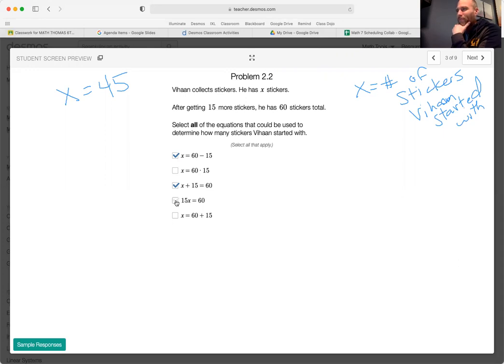All right, this next one. 15 times X. Remember, when you put a number right next to a variable like that, 15x, that means 15 times whatever number X equals. So in this case, it'd be 15 times 45. We don't want to do that. So let's skip that one. The last one is what I thought the middle one was when I was saying it was close. This one says X equals 60 plus 15. So this would be like if Vihan started with 60 stickers and got 15 more, then that would be a correct equation, but that's not how it worked. So I don't think we should select that one.